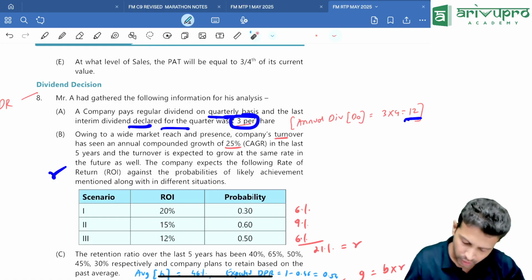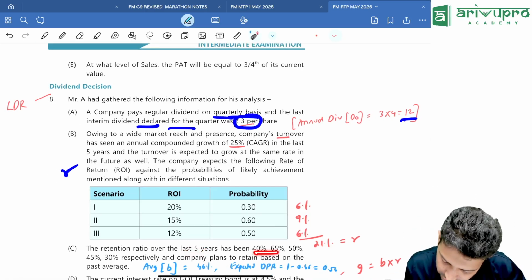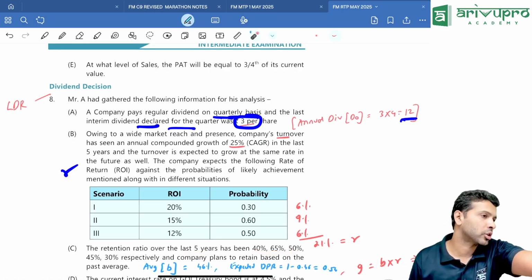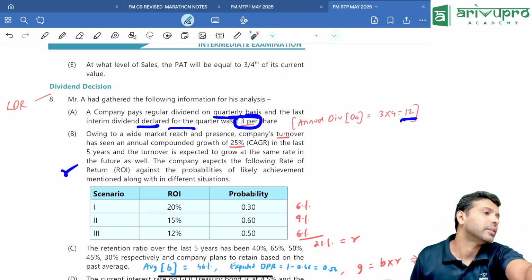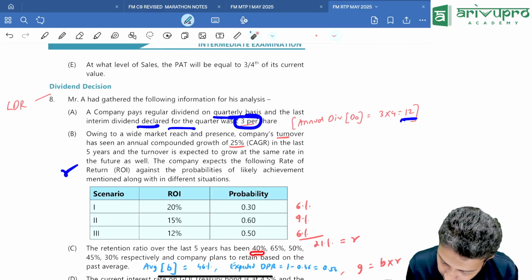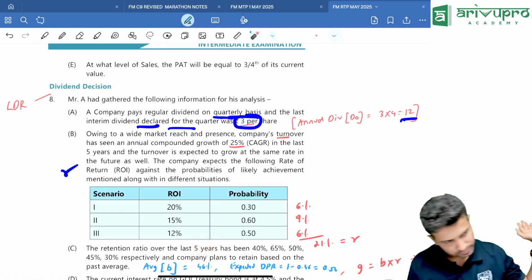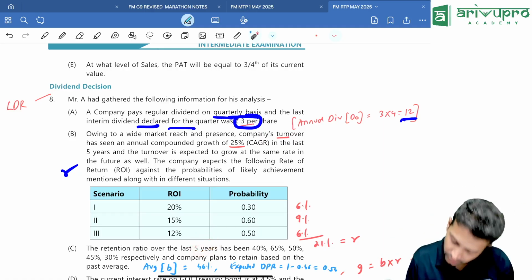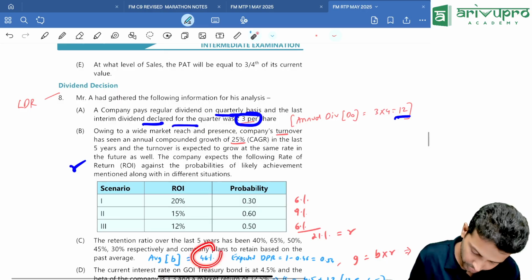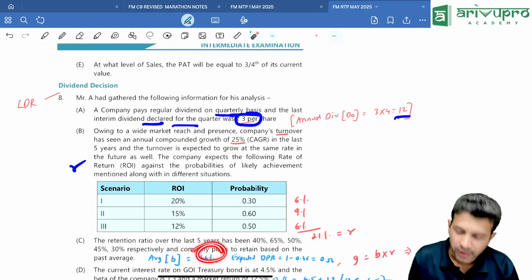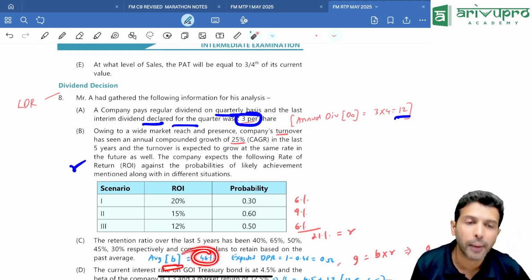Everything ditto here. Alright. Now, retention ratio over the last 5 years. Normally they will give you one retention ratio. Here they have given retention ratio for 5 years. So what should we do? Take the average. How do you find the average, sir? They have given you 5 years of data. Add all the 5 and divide by 5. 40 plus 65 plus 50 plus 45 plus 30, divided by 5. How much are you going to get? 46%. This is the retention ratio. Retention ratio is given by the symbol B.